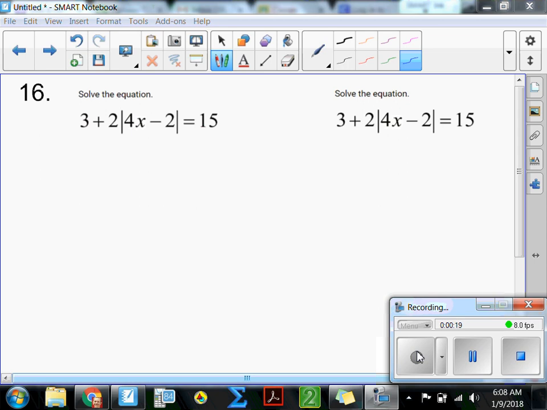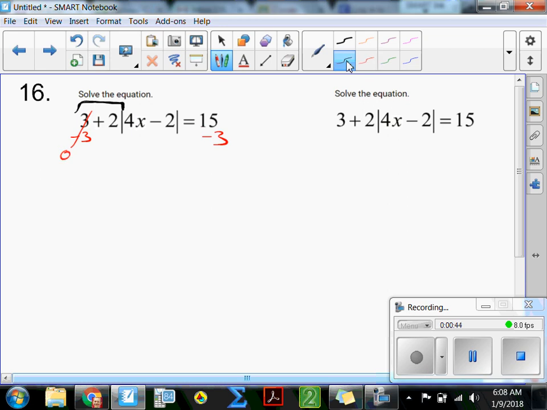First step is to get the absolute value by itself. We can do that by subtracting 3 on both sides. I cannot combine this 3 plus 2 to become 5 because it kind of goes against the order of operations of simplifying an expression. So the best thing to do there is to subtract 3 because I have a positive 3 in the front. Subtracting 3 gives me a 0.